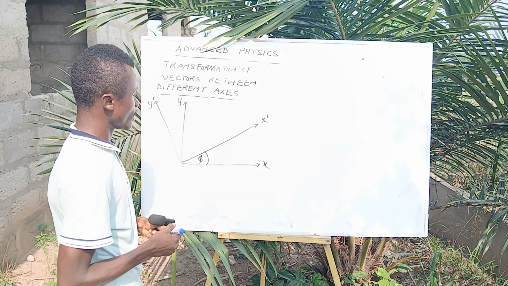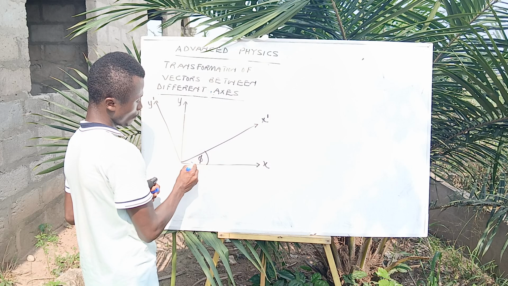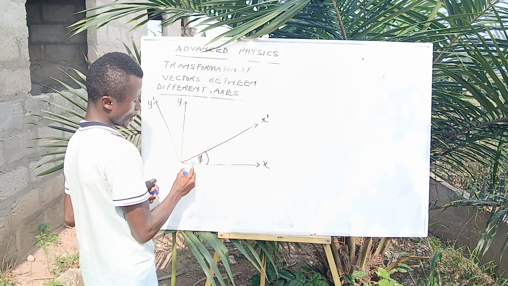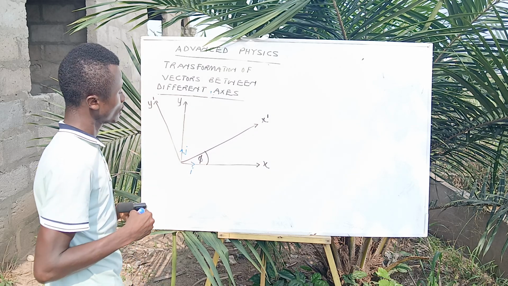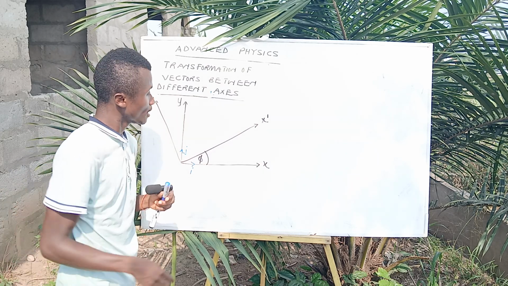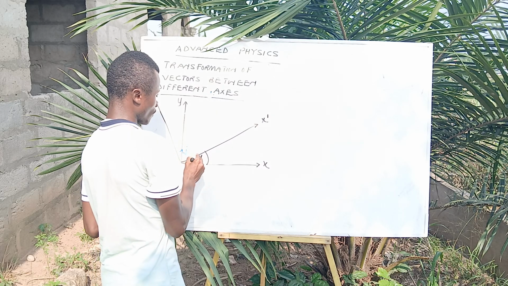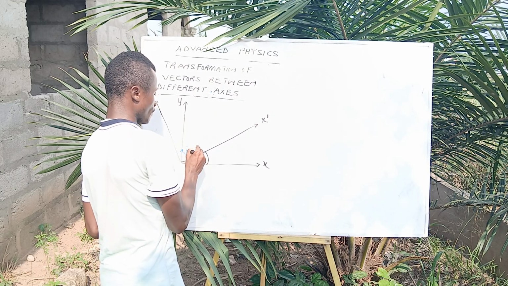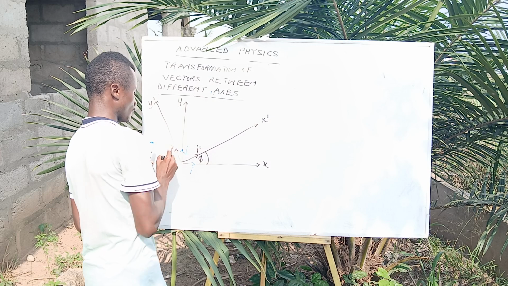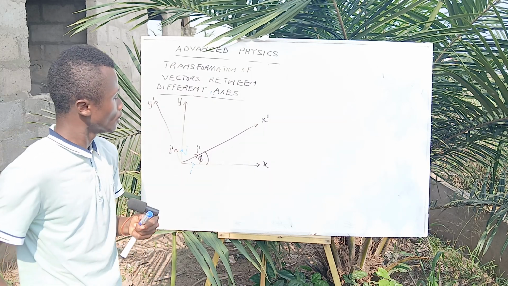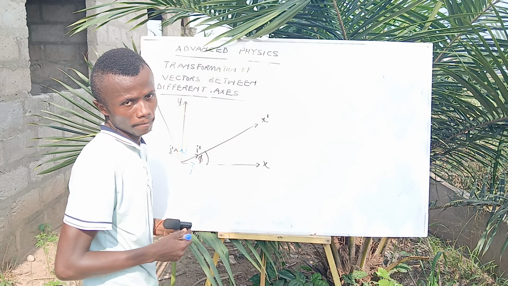So then the unit vector in the x direction of the xy plane would be i. Now, of course, for the y you have j. But then the unit vector in the x prime y prime plane, you have i prime and then j prime. How do you transform between these two sets of axes?